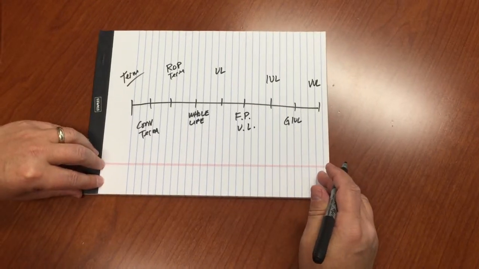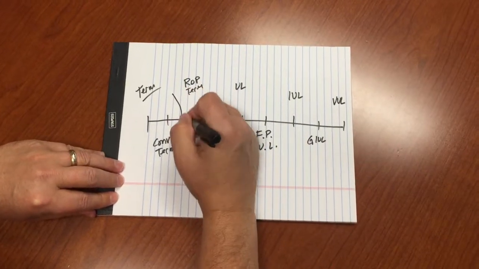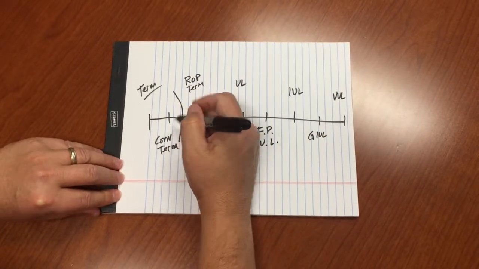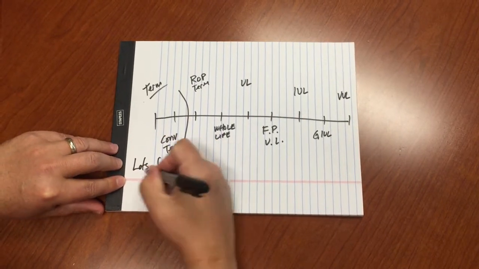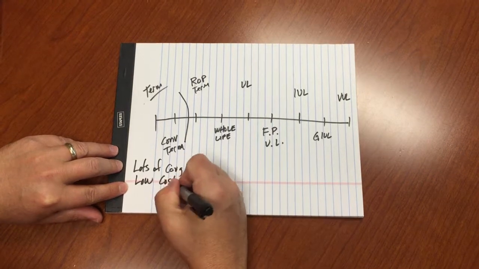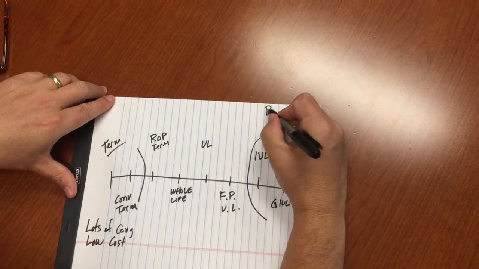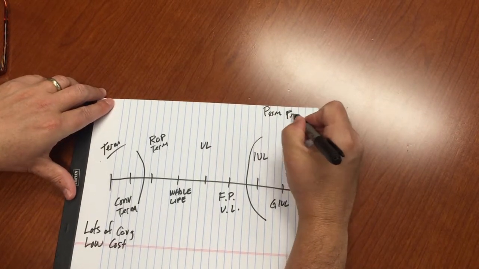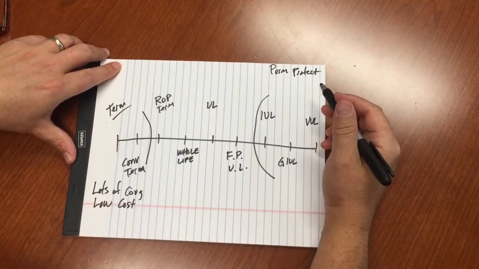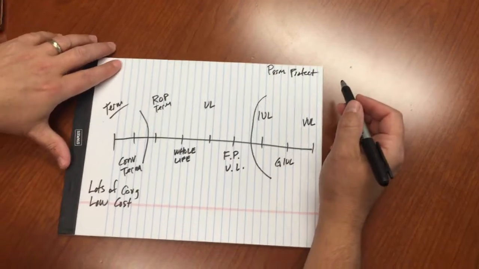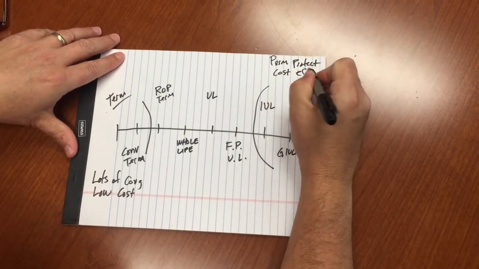Okay. Just to sort of give you a broad-based understanding of these, I tend to like these down here, term and convertible term, a lot. Why? You get lots of coverage and low cost. I tend also to like these down here. Why? Because we have permanent protection. What's the most cost-effective kind of life insurance? The one that's there when you need it, right? So here we have permanent protection, and it's cost-effective, okay?